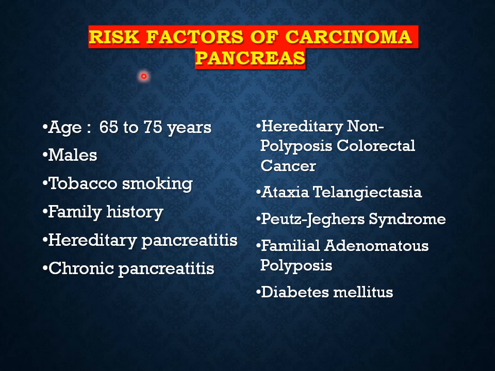What are the risk factors for carcinoma of the pancreas? Age is a very important factor; it usually occurs in elderly people above 65 years of age. Males are more commonly affected. Cigarette or tobacco smoking is a predisposing factor. Family history, with higher incidence in such cases. Hereditary pancreatitis. Chronic pancreatitis also, in the long term, predisposes to cancer of the pancreas. Hereditary non-polyposis colorectal cancer.